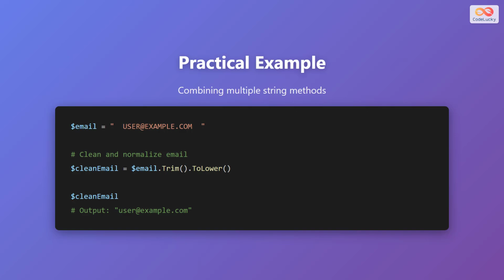Let's see how we can combine multiple string methods together. Suppose we have an email variable containing user@example.com with extra spaces and all capital letters. To clean and normalize this email, we first call email.trim to remove the extra spaces, then immediately call .ToLower on the result to convert everything to lowercase. This technique is called method chaining. The final output is a clean, properly formatted email address, user@example.com. This demonstrates the power of combining multiple string methods to solve real-world data processing challenges.